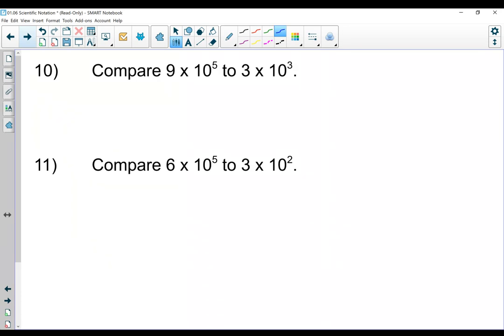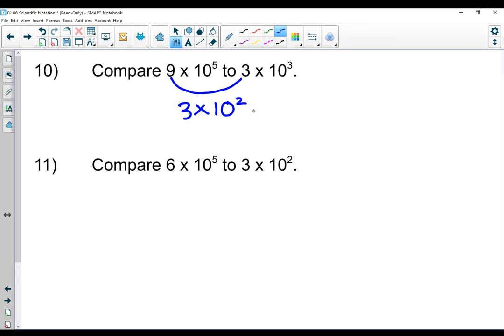Compare 9 times 10 to the 5th to 3 times 10 to the 3rd. So this is a multiple choice question on your quiz. And what they're really looking for is how many times bigger is one than the other. So I want to first compare the 9 and the 3, and I would say 9 is 3 times bigger. So I'm going to write down a 3. And then the 10 to the 5th versus the 10 to the 3rd, this is 2 digits bigger, right? This is 2 tens bigger. So I'm going to write times 10 squared.